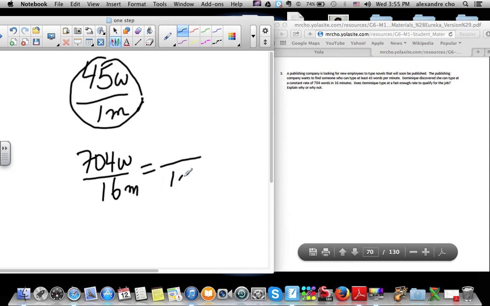So in 1 minute, we're finding the unit rate. This is divided by 16, and the top obviously has to be divided by 16 as well. Okay, and I am going to cheat and look for a calculator because I don't want to divide. 704 divided by 16.